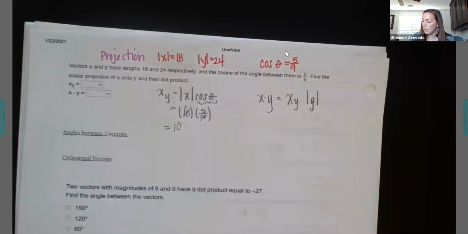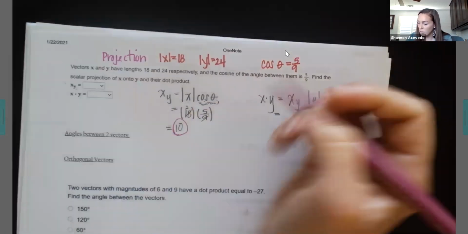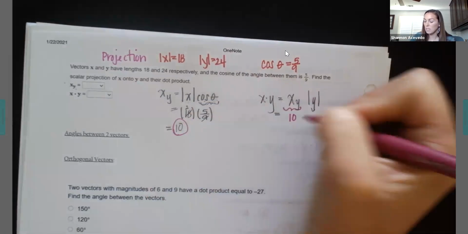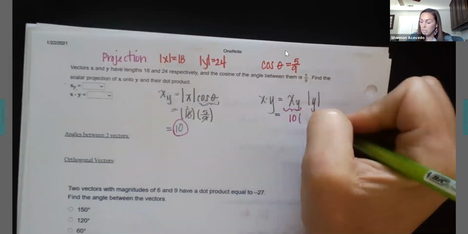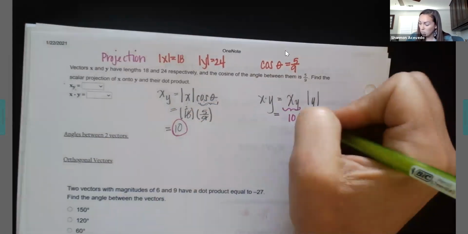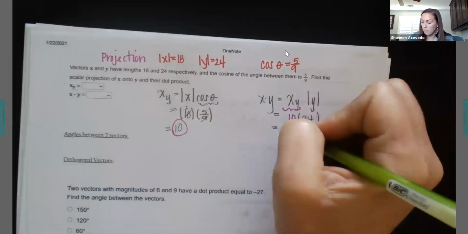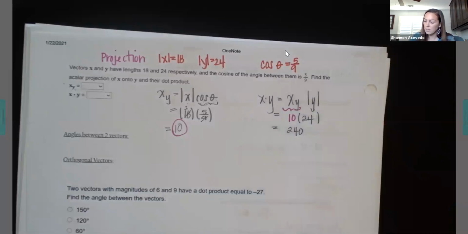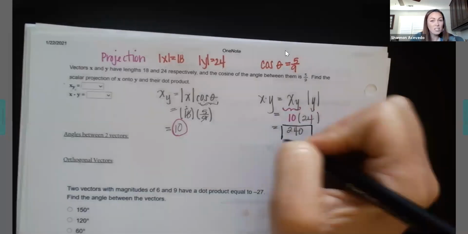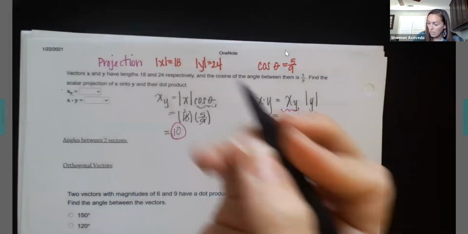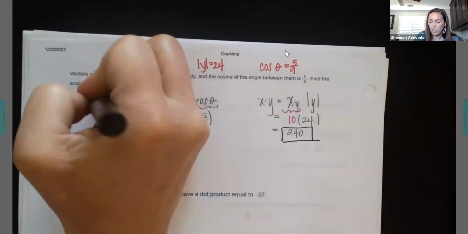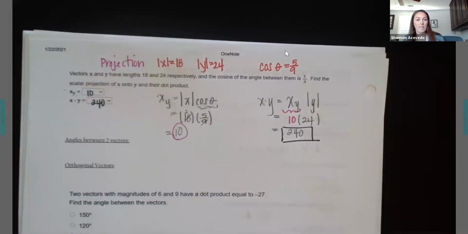Awesome. That means when I go over here, this value of 10 is just this piece, times the magnitude of y, which we already said is 24. So it's going to be 240. Not too bad, right? Take it piece by piece. So my answer here was 10. This was going to be 240. All right.